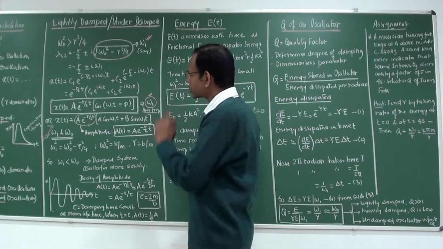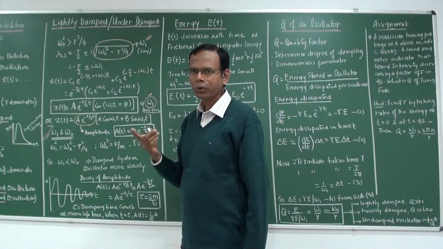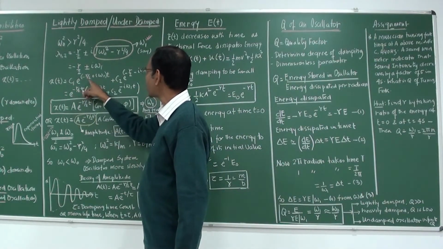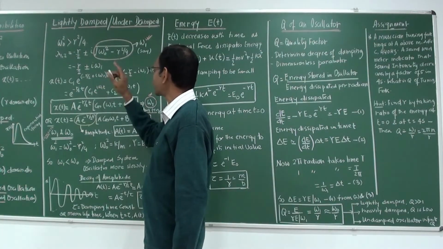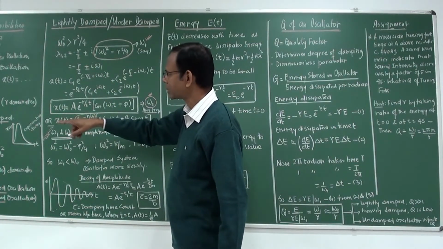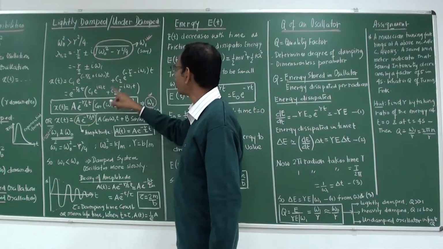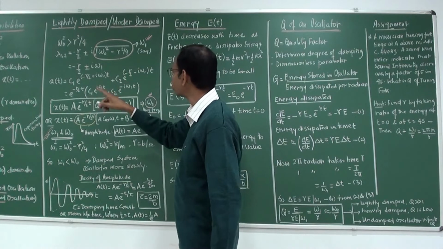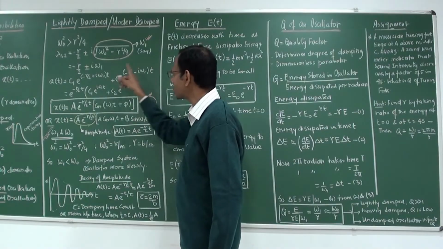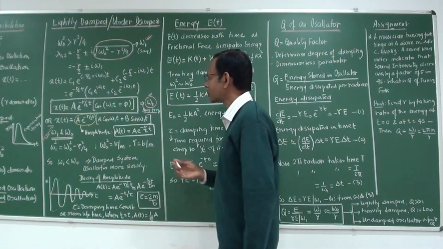Again, the general solution x of t will be a linear combination of both the roots. So c1 e to the power of minus gamma by 2 plus i omega 1 t, that is lambda 1 t, plus c2 e to the power of lambda 2 t, that is minus gamma by 2 minus i omega 1 t. This linear combination of both solutions is our general solution.